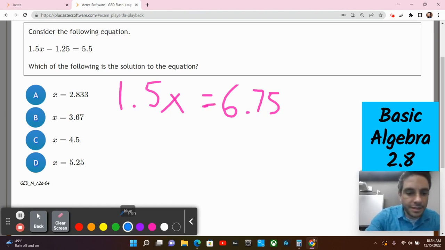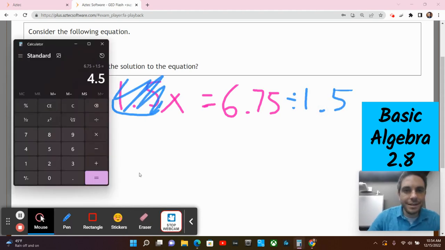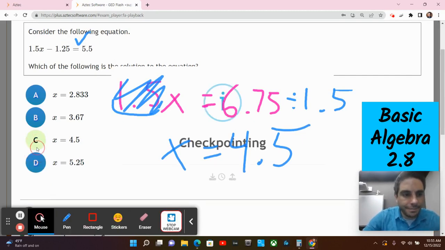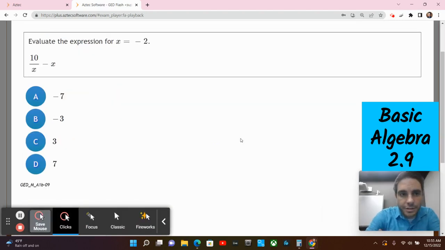So we're going to turn this into a division number, and we're going to put it at the very end and do 6.75 divided by 1.5. Pull out the calculator, that's equal to 4.5. So that means that the only number that will make this original equation true is 4.5, and that is answer choice C.